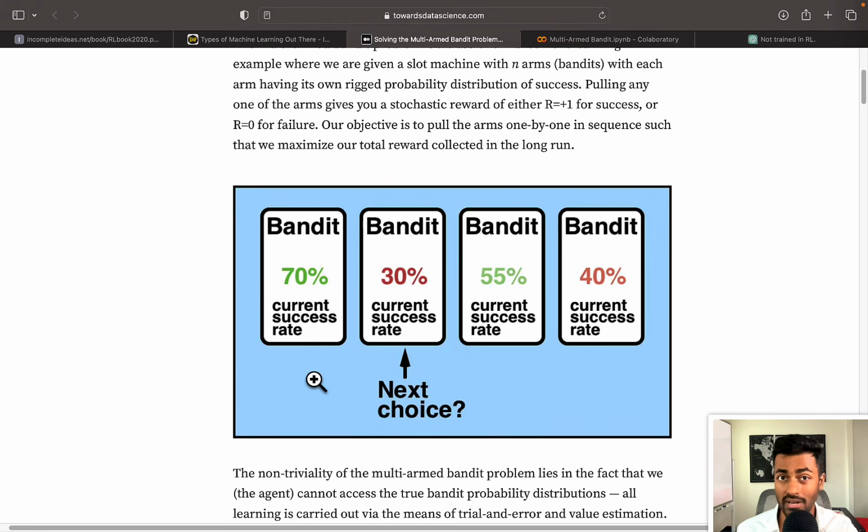However, walking into a casino, we know nothing about this information. We don't know these numbers, these probability of successes. So how do we learn?